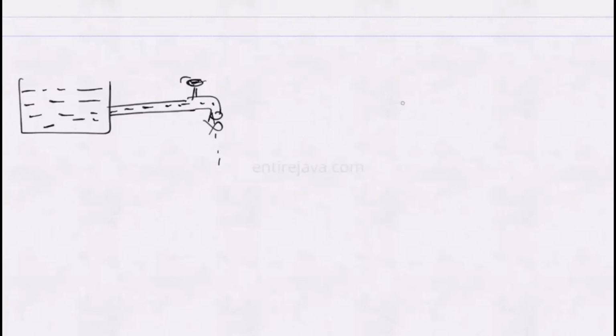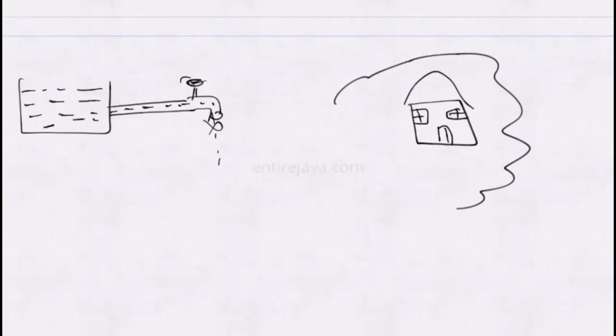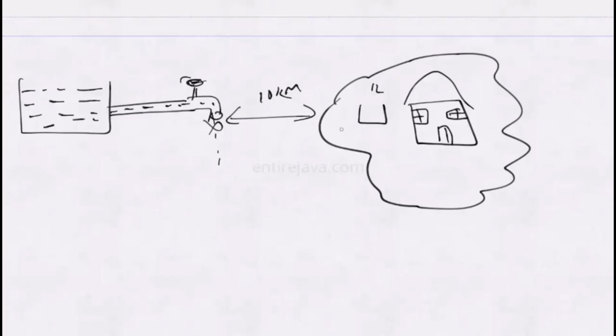And let's say your house is located in some remote location where there is no supply of water. Let's also assume that you only have one container which is of capacity 1 liter. Let's say the distance between these two is say 10 kilometers. Now every time you need water, you need to walk for 10 kilometers, collect the water of 1 liter and come back. This is a very tedious job.